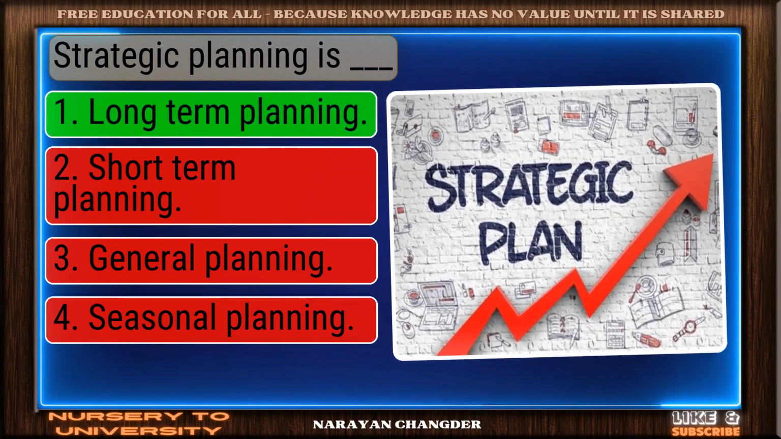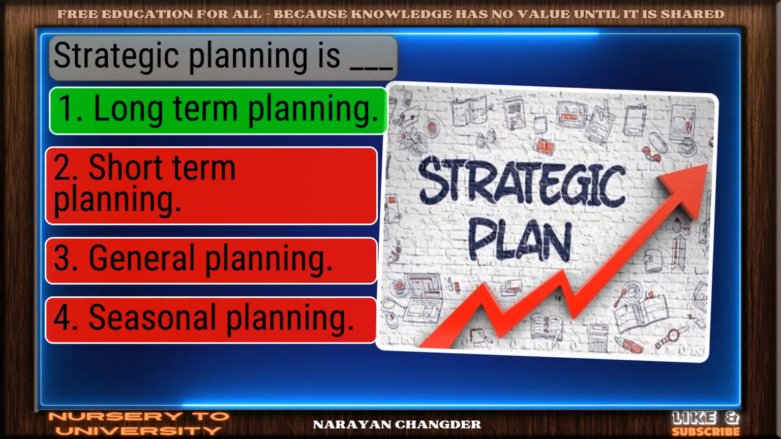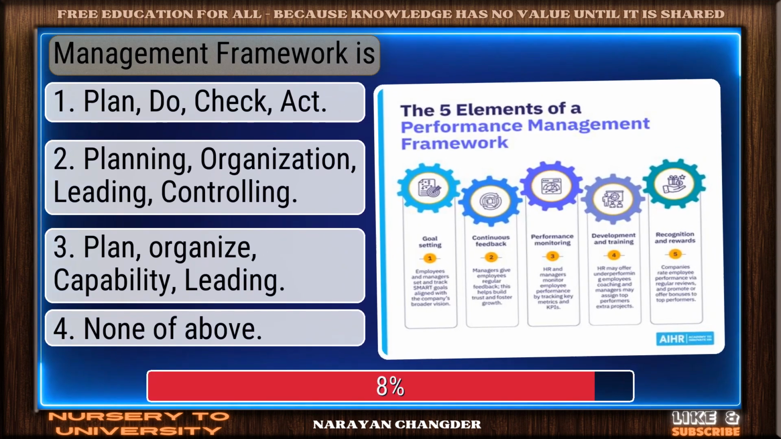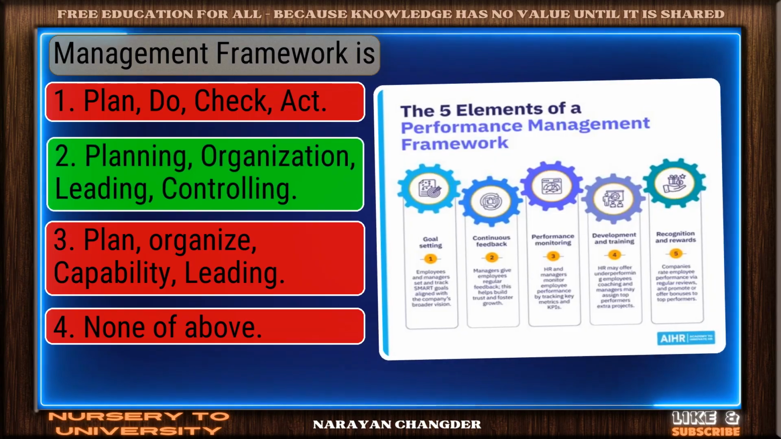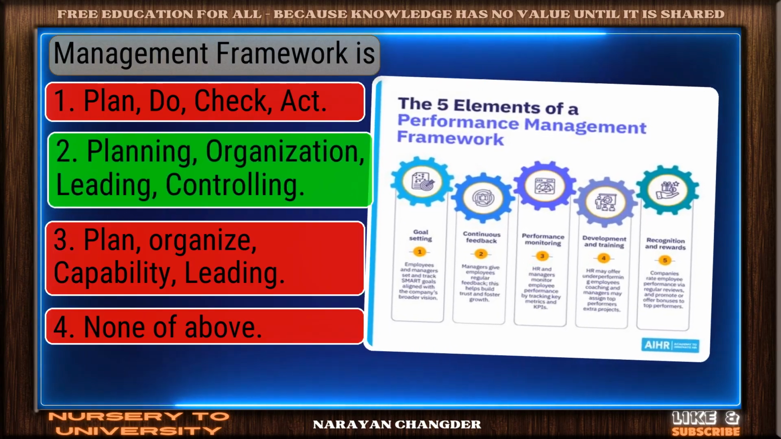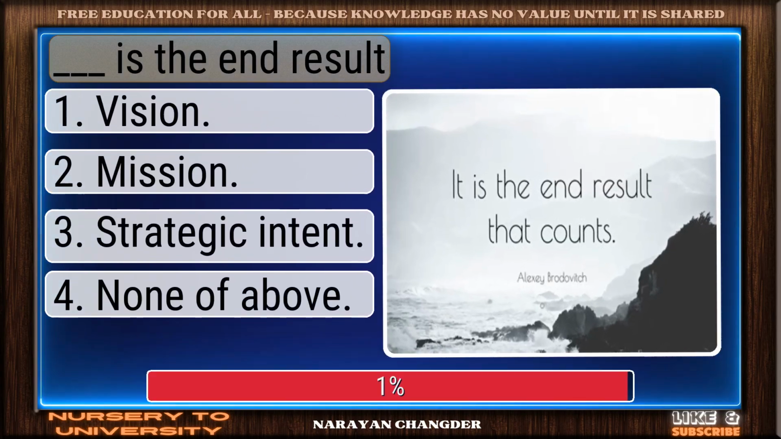Excellent. Long-term planning is a brilliant choice. Management framework is. Bravo. Planning, organization, leading, controlling is the answer. Dash is the end result.